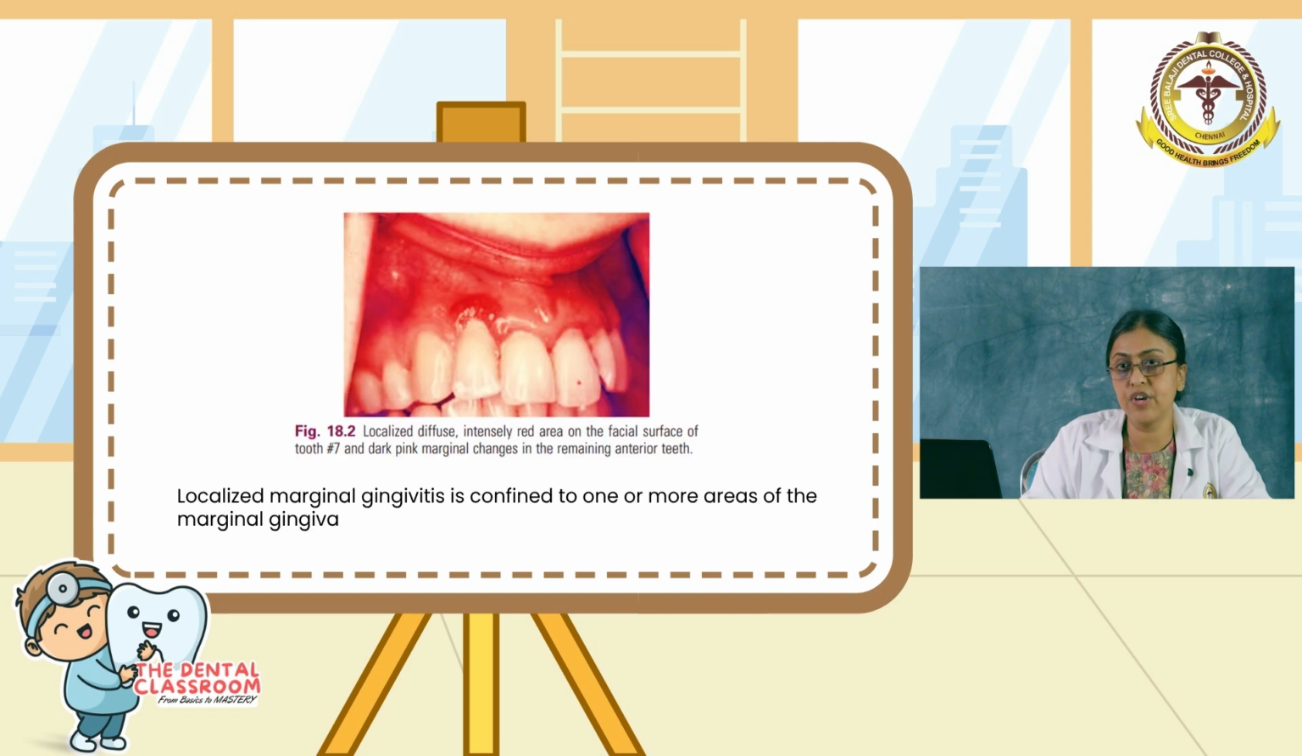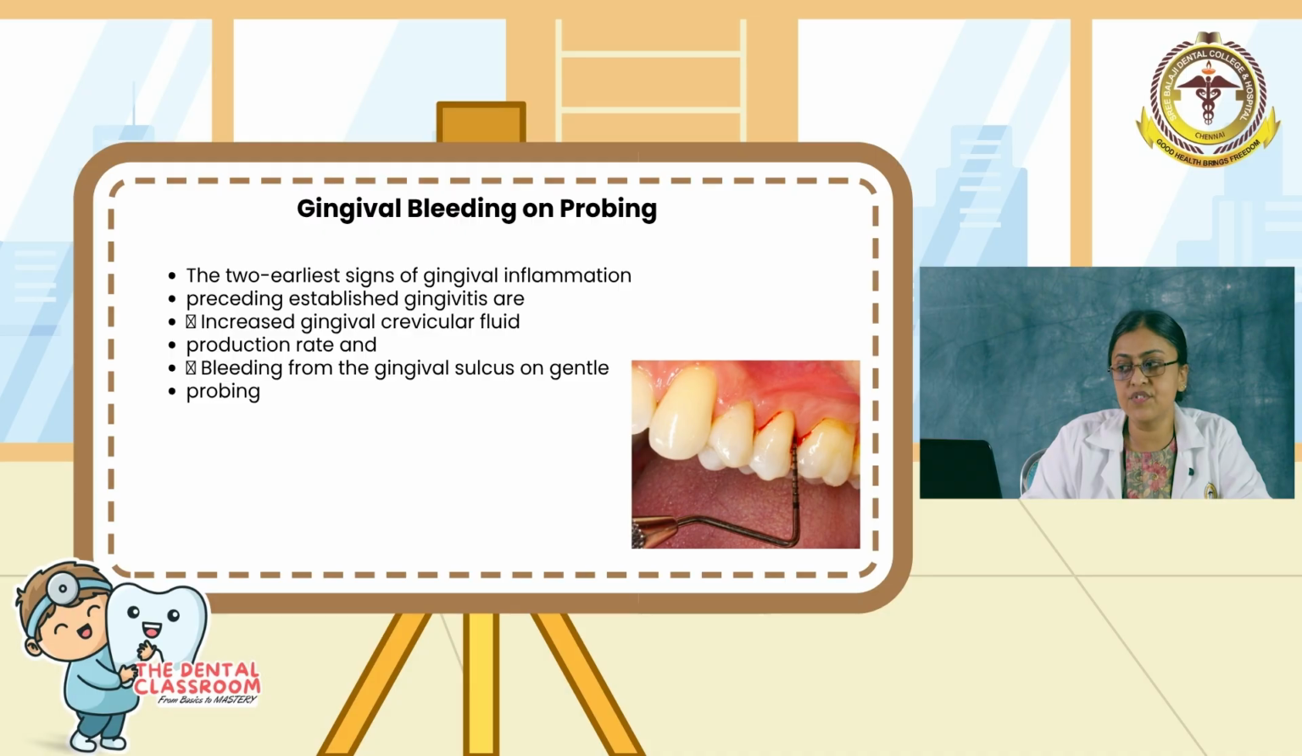Here is a picture showing localized marginal gingivitis that is confined to one or more areas of the marginal gingiva. The two earliest signs of gingival inflammation preceding established gingivitis are an increase in the GCF, that is, gingival crevicular fluid and production rate, and bleeding from the gingival sulcus on gentle probing.